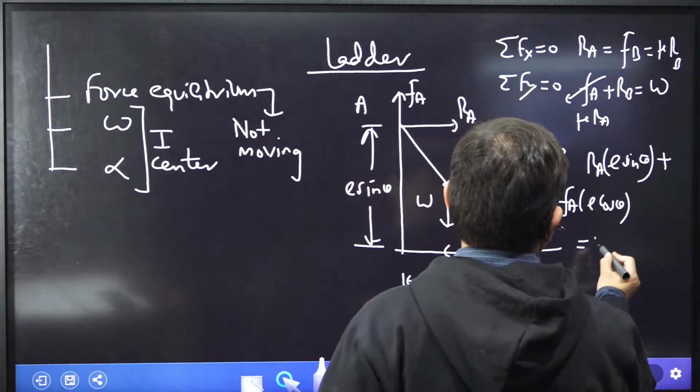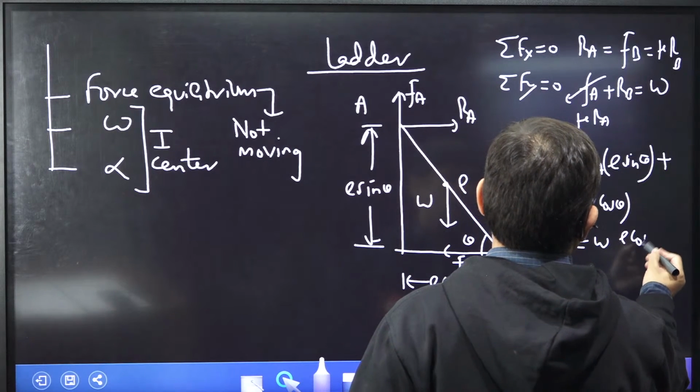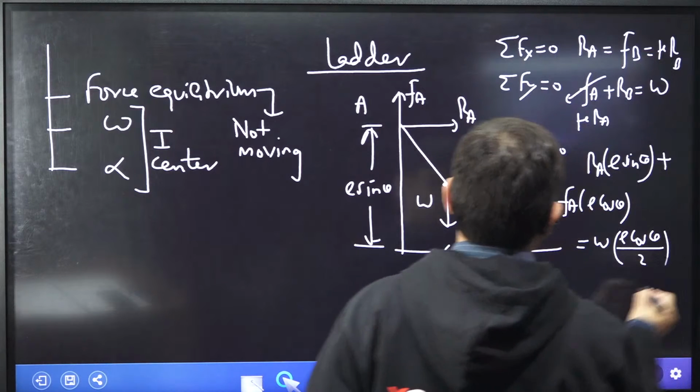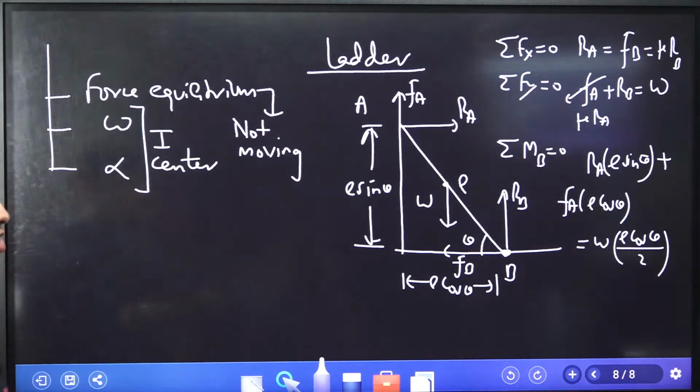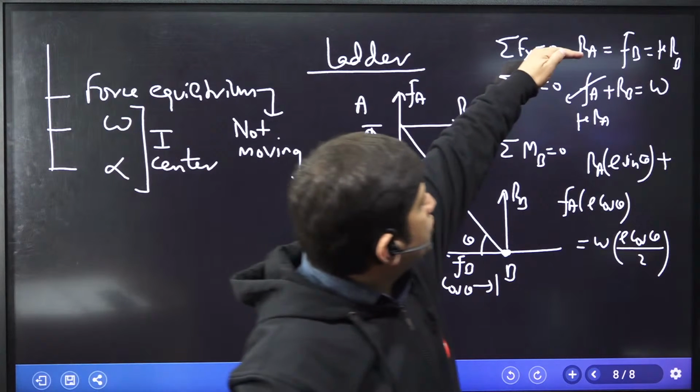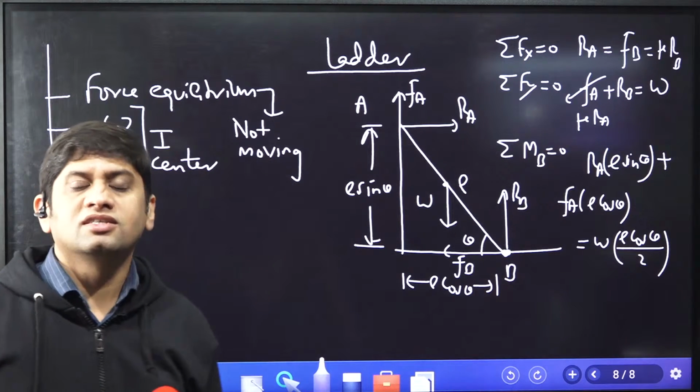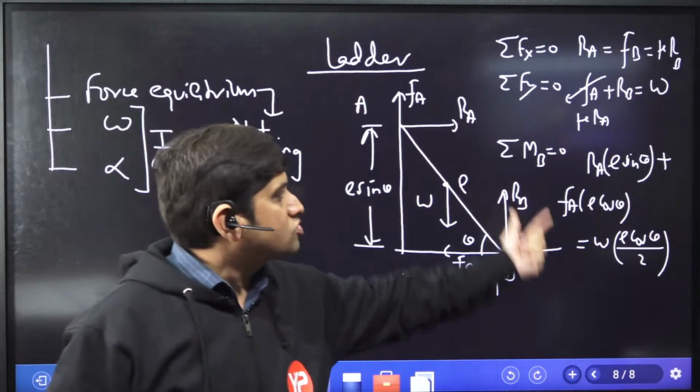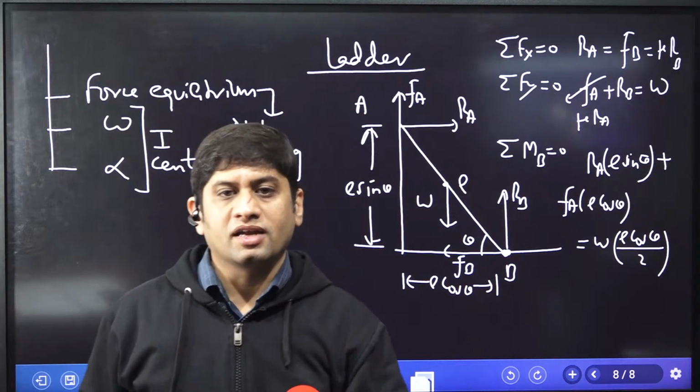W produces anti-clockwise moment, W into L cos theta by 2, because you see the line of action of W is basically L cos theta by 2. This is equation number 3. So we have got 3 equations, 1, 2, 3. Using these 3 equations, we can solve it and we can calculate the forces.